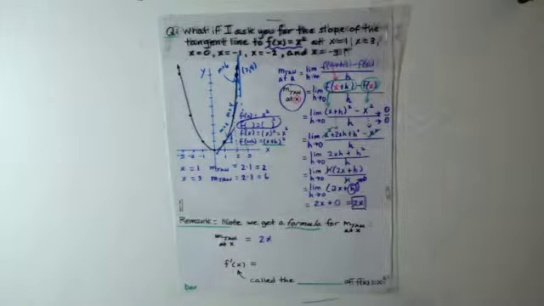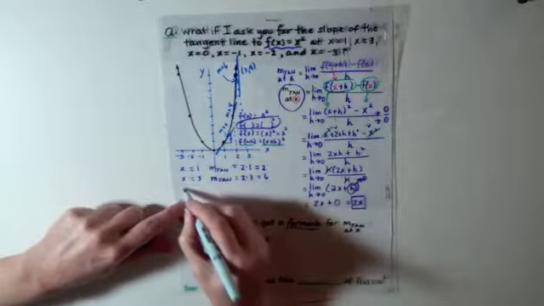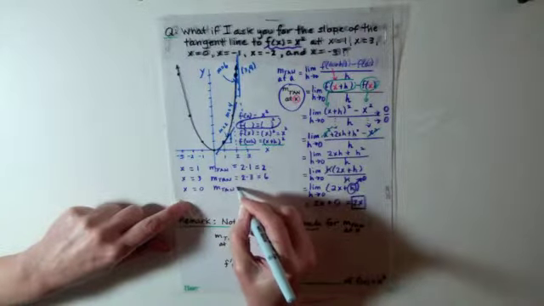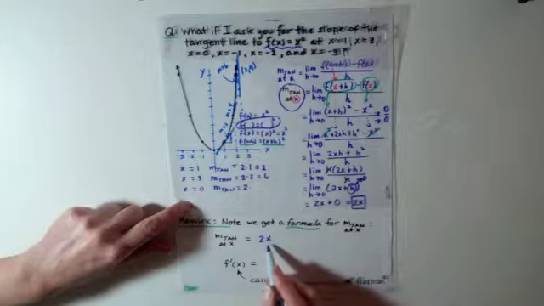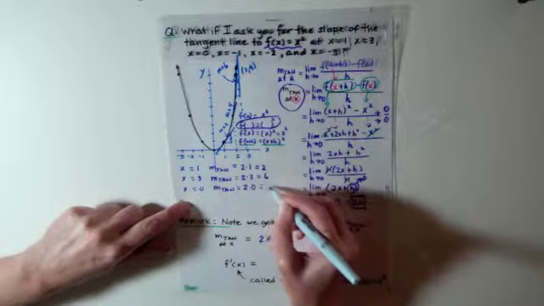Okay, let's go ahead and see if we can find a couple more of these things we were asked to find. X equals 0. The slope of the tangent line is supposed to be 2 times whatever my x value is, so 2 times 0, and that gives me a slope of 0.